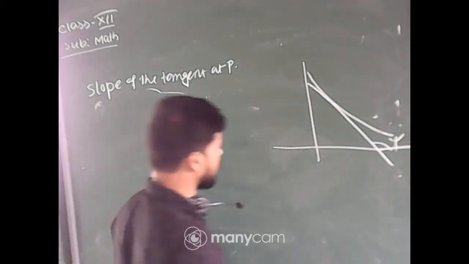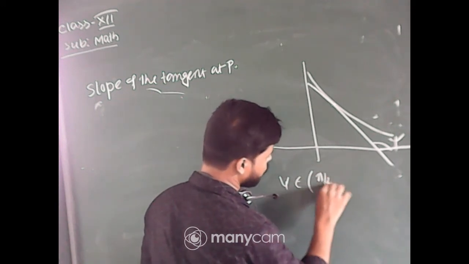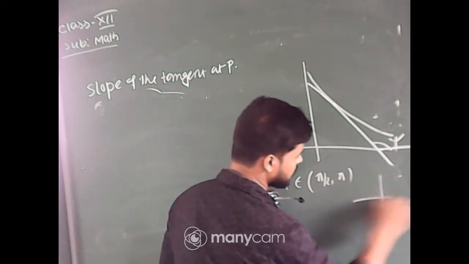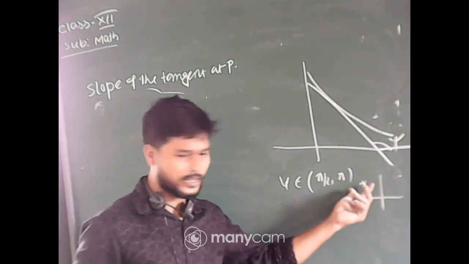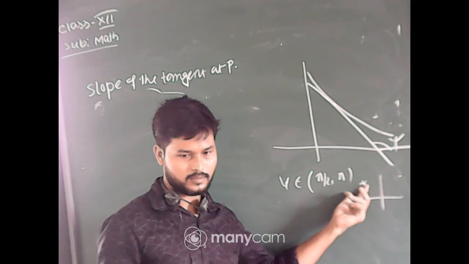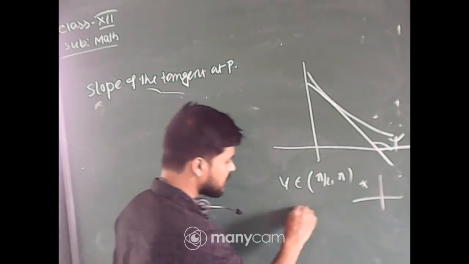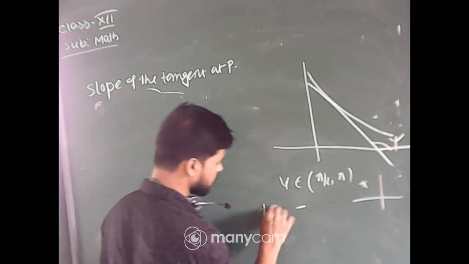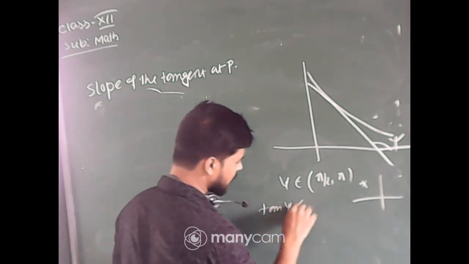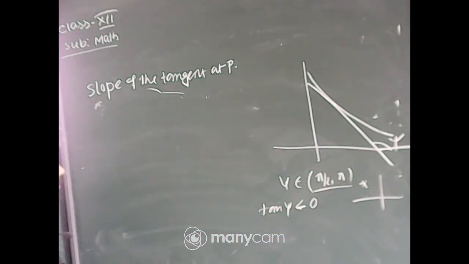If the value of psi is greater than 90 degrees, from pi by 2 to pi, that means it lies in the second quadrant. We know the signs of the trigonometric ratios, and the value of tan in the second quadrant is negative, meaning less than 0. So tan psi is less than 0 when psi belongs to this interval.